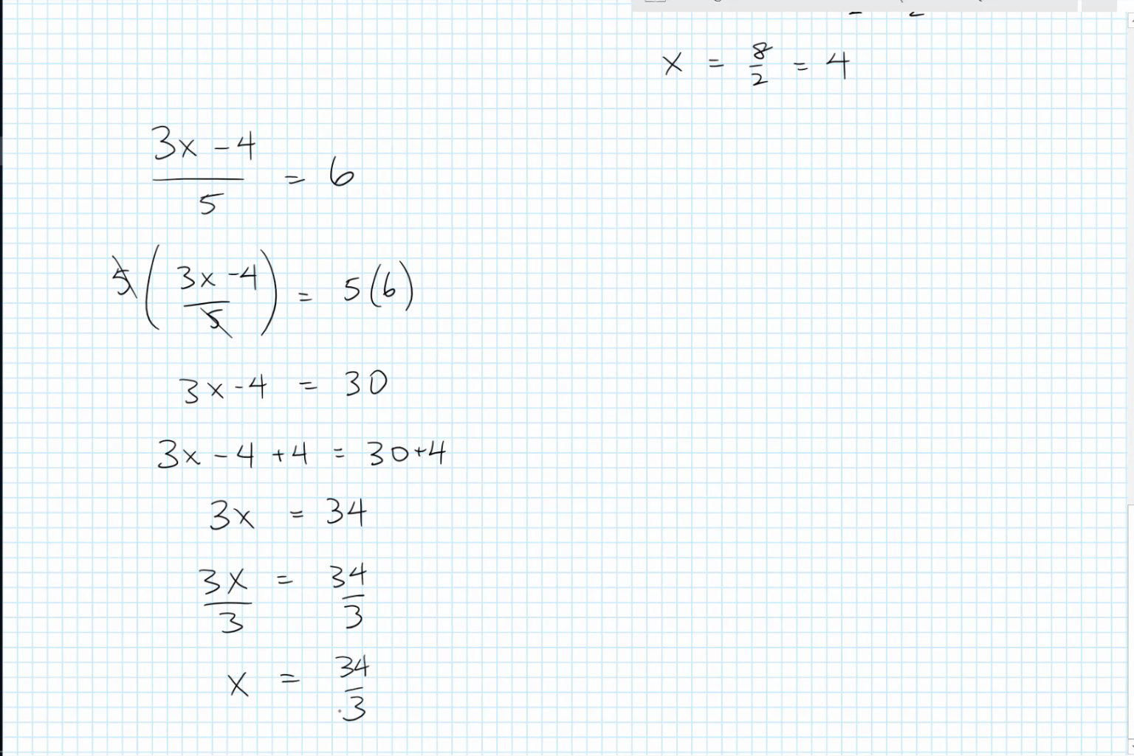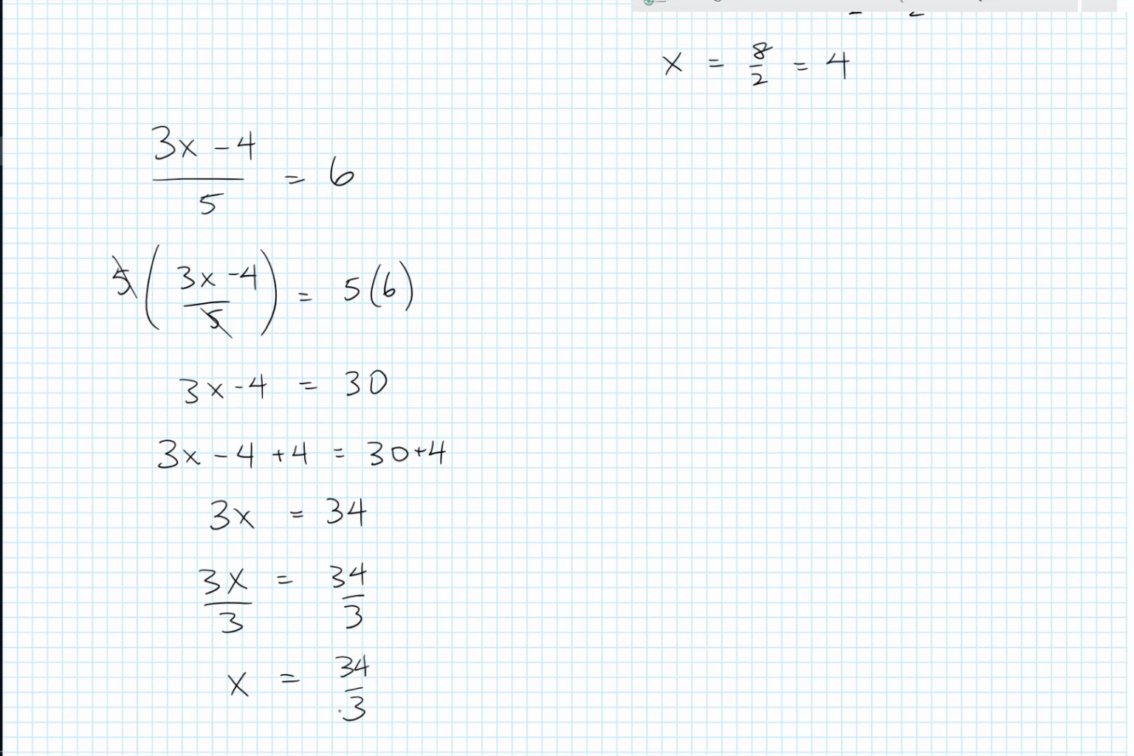Now 34 over 3 can't be reduced. It's a common fraction, and I think it's probably the best way to leave this solution, 34 over 3. However, you could say, well, it's 11 and a third, so a little bit bigger than 11. And for the purposes of plugging it back into the original equation, you might find just estimating to be a good strategy. Trying to plug in 34 over 3 to the original equation is going to be perhaps a little bit more work than you really want to do. If you have the time, though, you should try it, and you'll find it's actually not too bad.